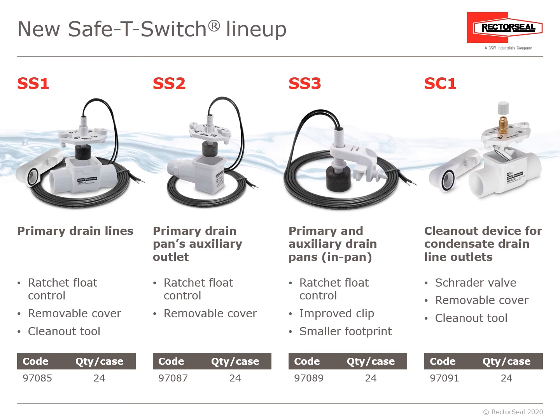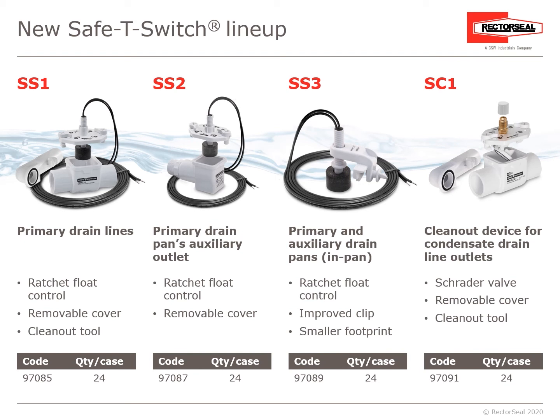Here's a review of the new safety switch lineup. SS1 for primary drain lines, a ratchet float control, removable cover, and cleanout tool, 24 per case. The SS2, a primary drain pan's auxiliary outlet or secondary port. It also has the ratchet float control and removable cover, also 24 per case.